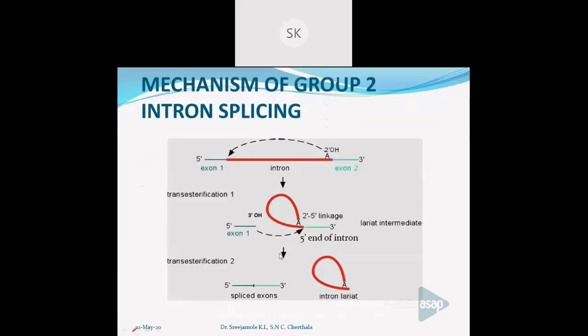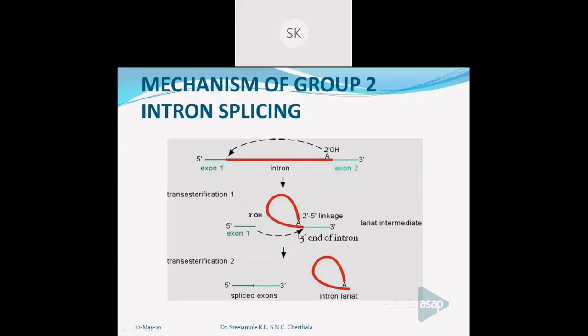And this is the same case in group 2 introns. Here in the 3' end of this intron, we can see an adenine residue. The 2' OH of this adenine will react with the 3' end of exon 1, and that makes a cut in between the exon and the intron, so that the 5' end of the intron will be released.